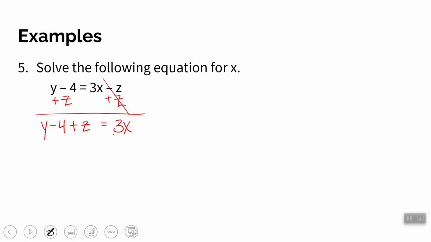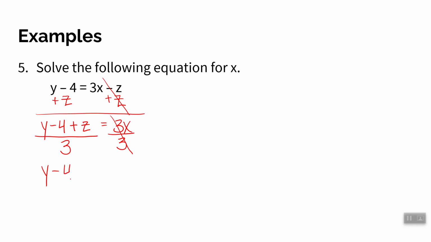Now I've got to get the 3 off of the x, and I do that by dividing both sides by 3. So I'm going to completely divide the left-hand side by 3, and I really can't do much with that either. I can't do y divided by 3 because I don't know what y is. I could write the negative 4 divided by 3 as maybe negative 1 1/3, but I don't want to mess with what all of that looks like. Let's just leave it. Y minus 4 plus z all over 3 is going to equal x. Now, if someone told you what y and z were, you could certainly plug those numbers in and then solve the equation for x.